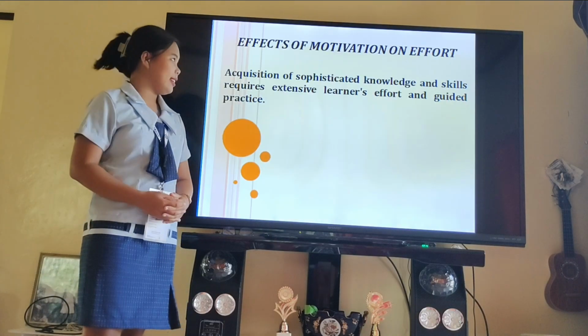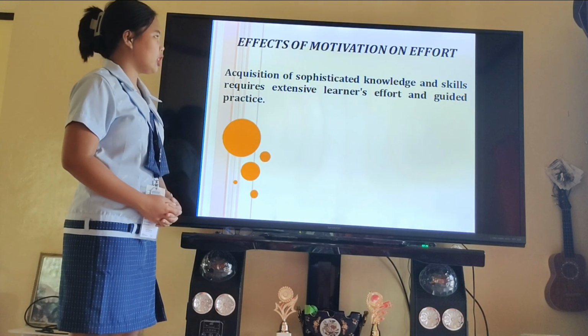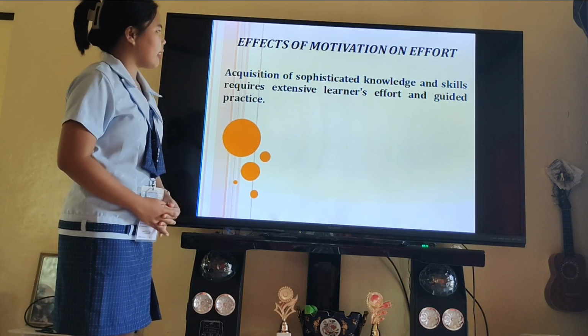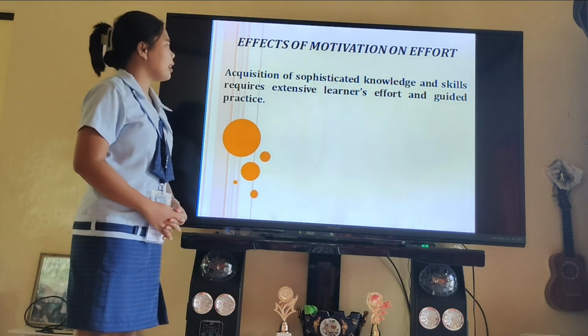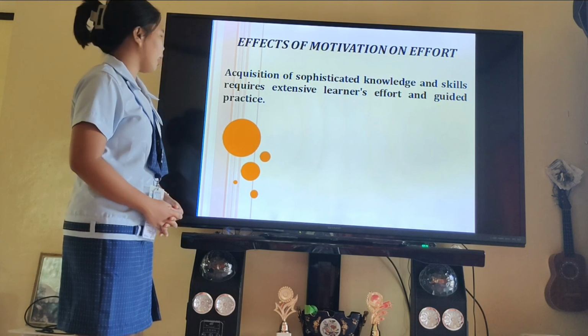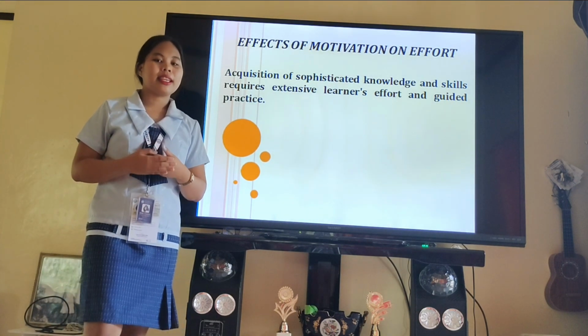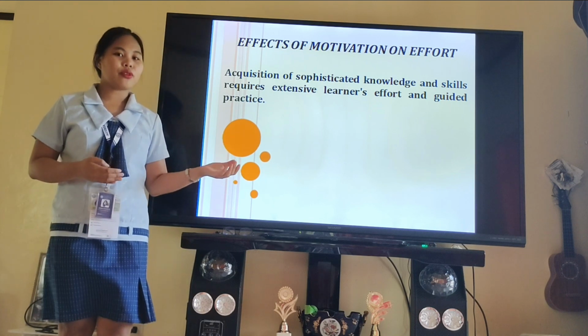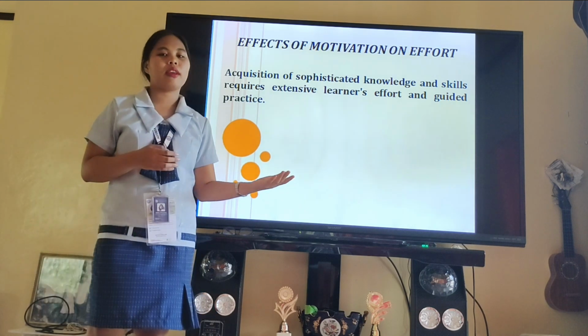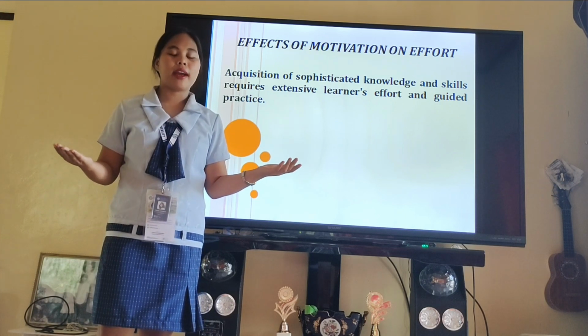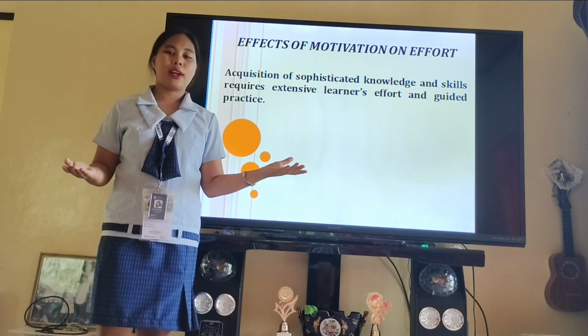So the next one is effects of motivation on effort. Acquisition of sophisticated knowledge and skills requires extensive learner's effort and guided practice. So we as students need some effort and guidance for us to be able to learn something and to make the learning process softer, and for us to be able to do what they wanted us to do.